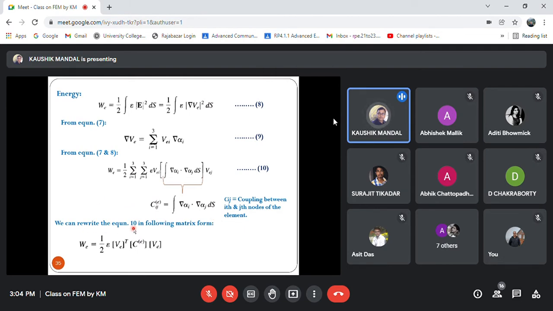Then we can write equation 10 in a matrix form. Half epsilon is there. Now one is VEI and another is VE of J. So one is represented by VE transpose, and another is VE. And the part within this integration is represented by C of E, where this VE matrix is basically the column matrix of VE1, VE2 and VE3.